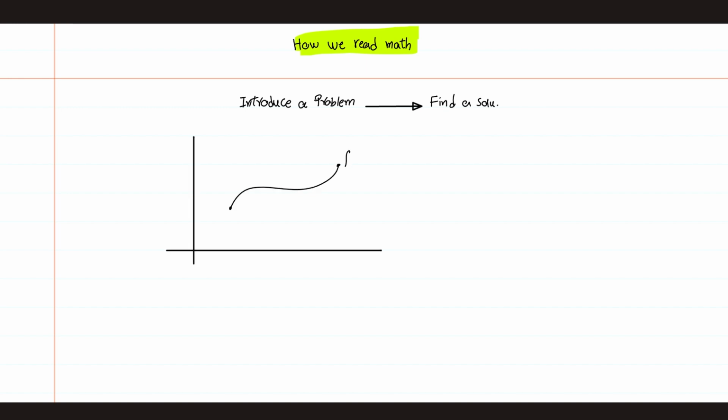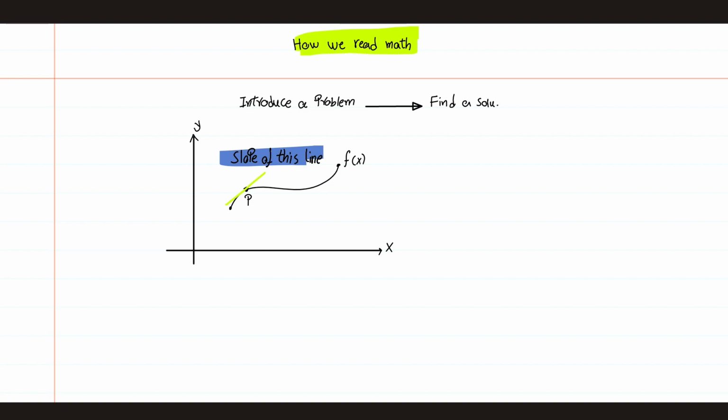Let's call this function f of x, and this here is the x-axis and this one is the y-axis, and we want to find the slope of the tangent line at the point. Let's call this point P. So we want to find the slope of this line. We want to solve this problem, but before we attempt to solve it, we have to ask ourselves if we have understood the problem correctly.